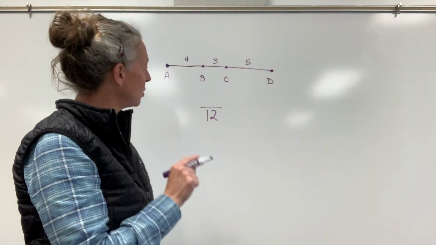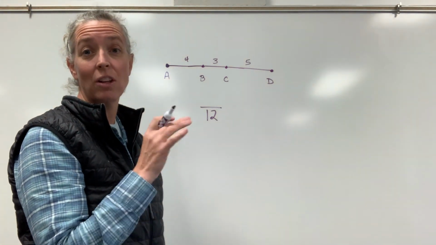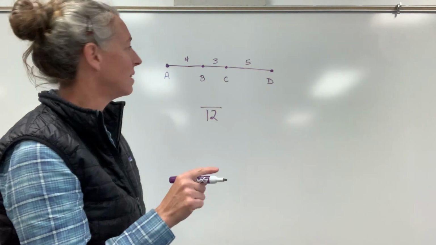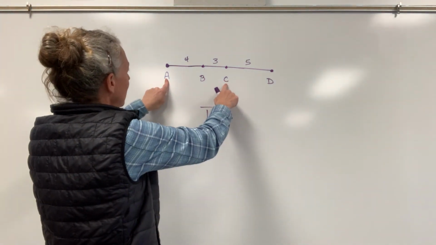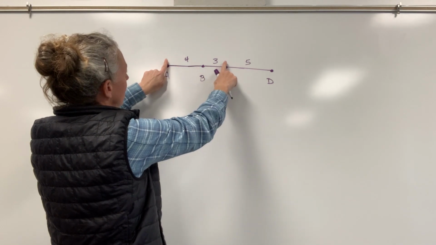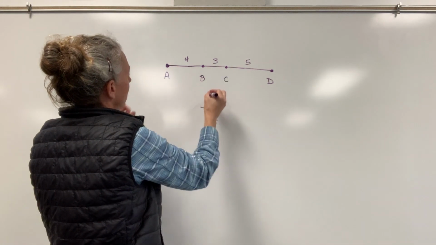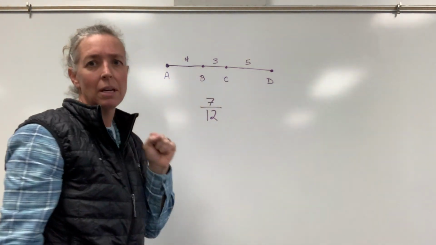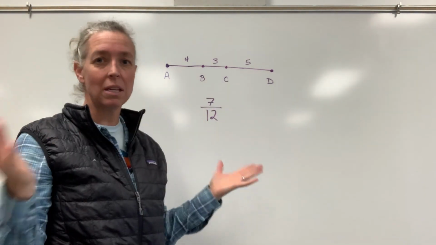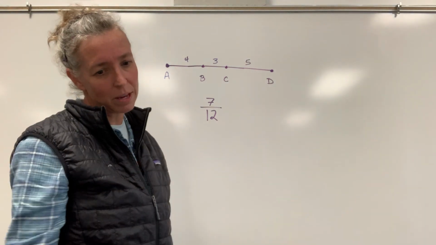Okay, now for the top, we just want to put the area that they're asking for. And they want to know the space that's between A and C. So between A and C is the space they're looking for. How long is that? 7, right? So 7 is what we put on the top. What we put on the top is what they're asking for, and what we put on the bottom is the entire amount.